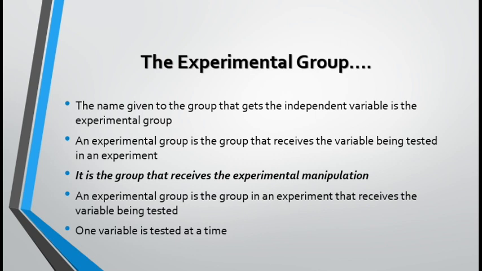And an experimental group is the group in an experiment that receives the variable being tested. One variable is tested at a time. So the name given to the group that gets the independent variable, for example the violent cartoons in the example, is the experimental group because it is the group that receives the experimental manipulation.